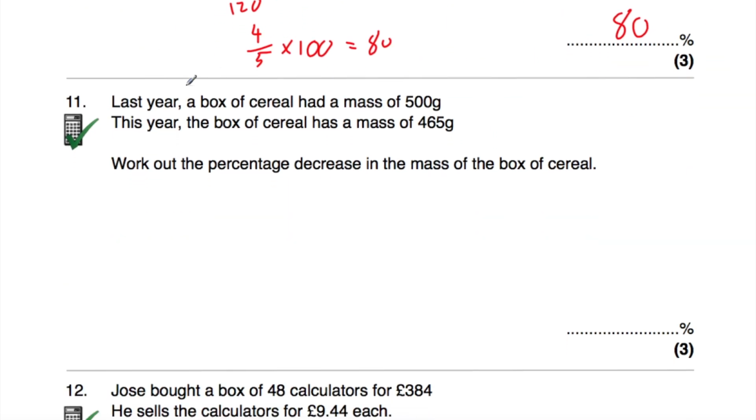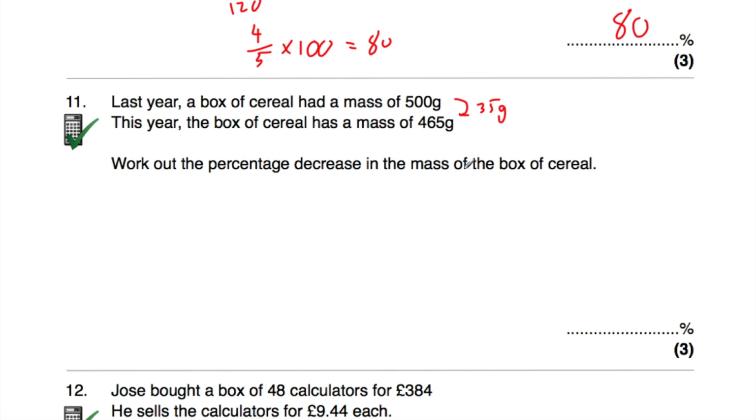Okay, so question number 11 says, last year a box of cereal had a mass of 500 grams. And this year the box of cereal has got a mass of 465 grams. So the mass of cereal in the box has gone down. It's actually gone down by 35 grams. That's what the decrease is. And the question says, work out the percentage decrease in the mass of the box of cereal.